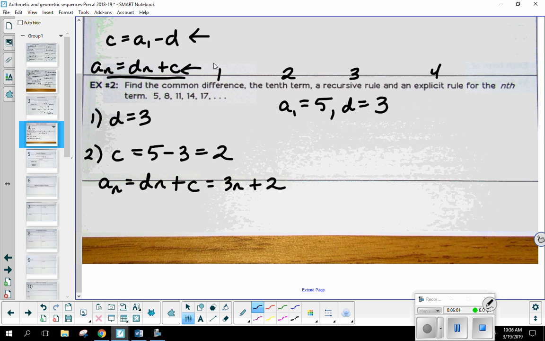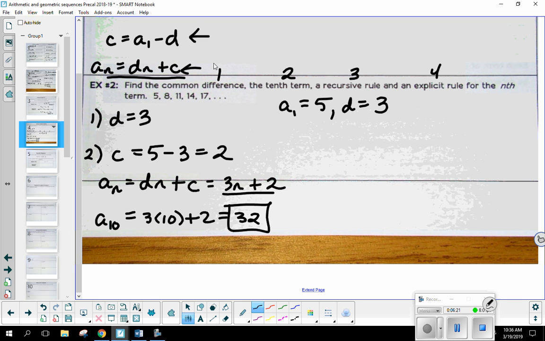Oh, yeah. Now this one, we're wanting the 10th. So I'm going to say 10. Remember that little subscript right there, n, that's the term number. So I'm just going to plug in. So 3n becomes 3 times 10 plus the 2. So I should be getting what? 32.